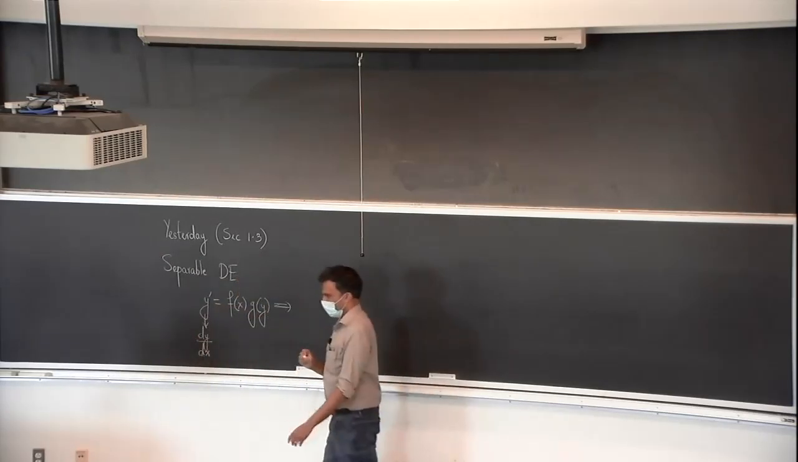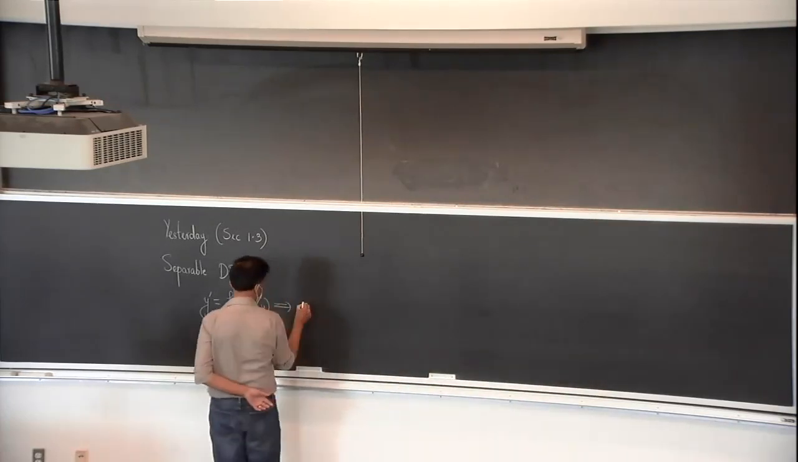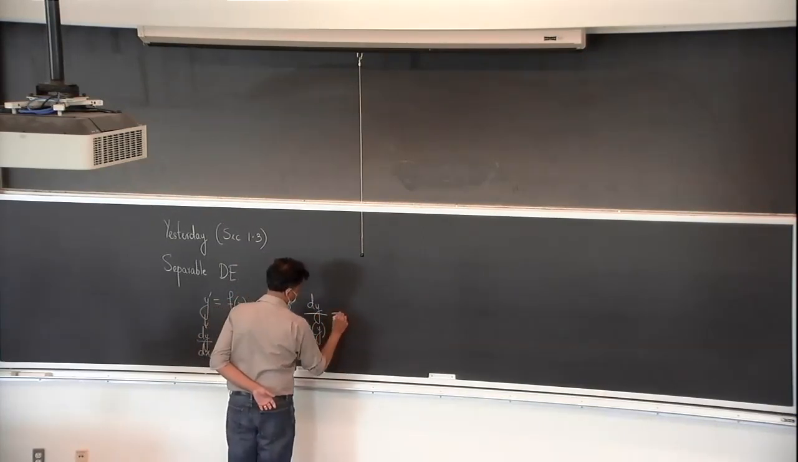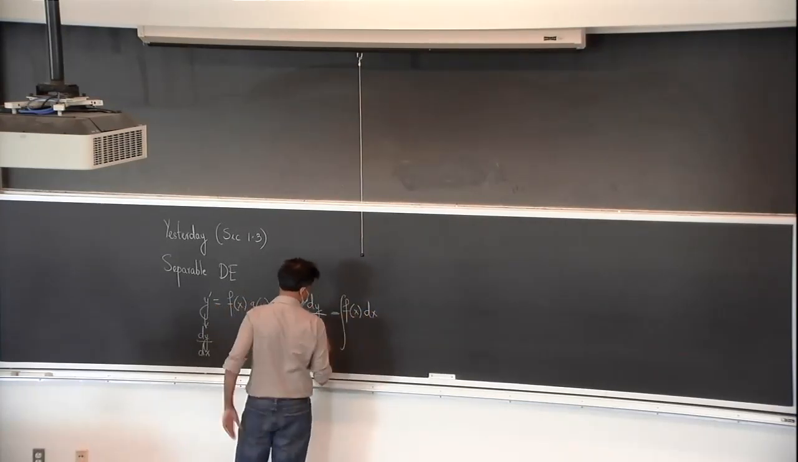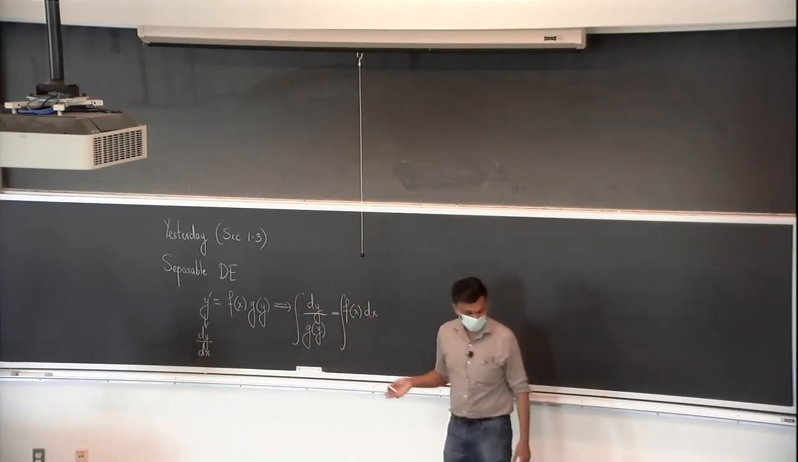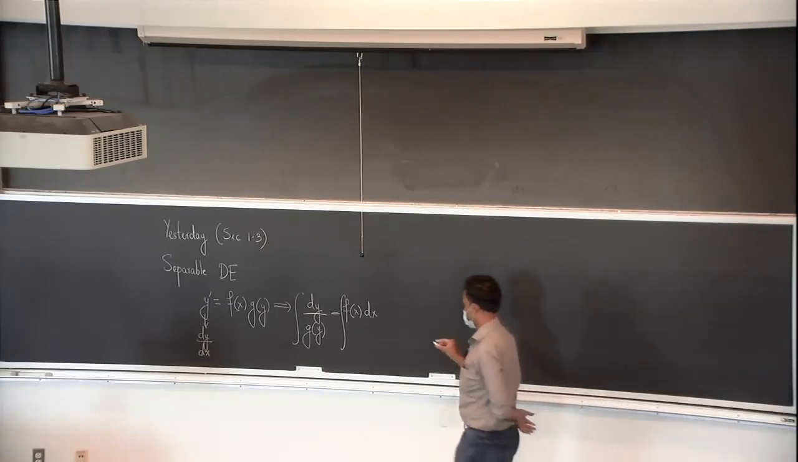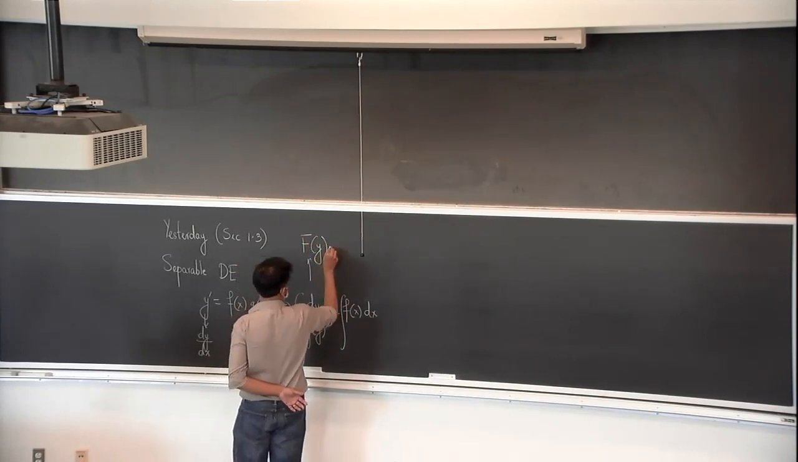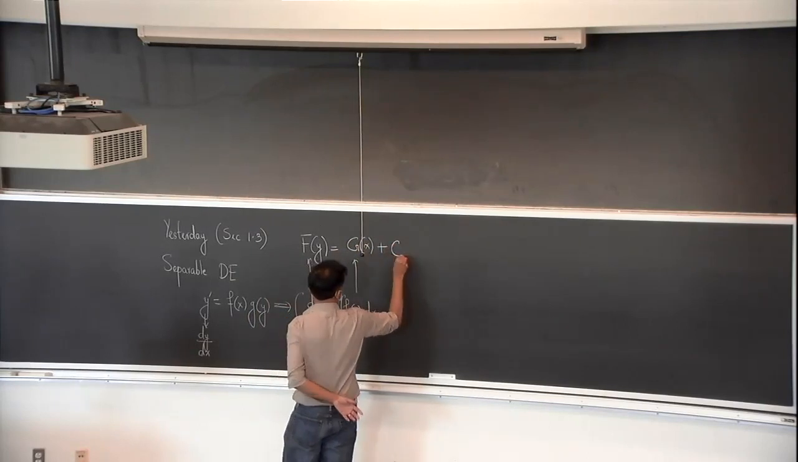The whole idea is that we could separate the x and the y functions to either side of the equation and then integrate both sides, right? So dy over g of y equals f of x dx, integrate both sides. And assuming that you are able to do the integration, you'll get two functions on both sides. This is going to give you some function of y, and this is going to give you some function of x plus c.